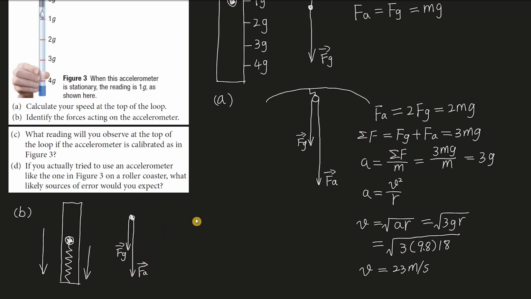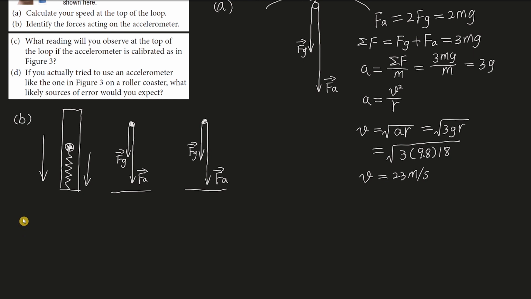At the top of the loop, there should also be two forces on the ball inside the accelerometer. One is also the gravity of the ball. Another one is the pulling force of the spring on the ball. These two FBD seem similar, but one is for the whole accelerometer, one is for the ball inside the accelerometer. So now let's go to question C.